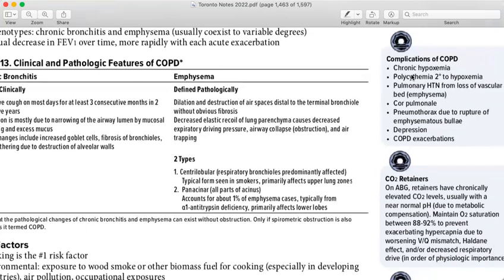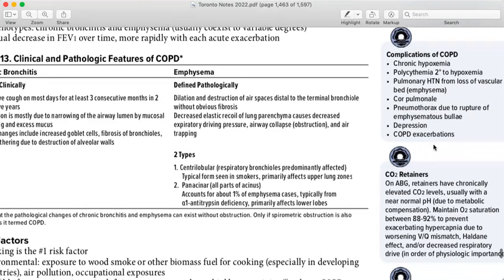Coming to the complications, they can ask you in the CDM question, what could be the complications of COPD? Chronic hypoxemia, and polycythemia because the hypoxemia leads towards polycythemia. A lot of people present with pink faces because they have polycythemia. One of the conditions with COPD is pink puffers and blue bloaters. You don't need to go into very much detail of this, just letting you know. Then pulmonary hypertension from the loss of the vascular bed, cor pulmonale, because they develop CHF, and then pneumothorax, depression, and COPD exacerbation.